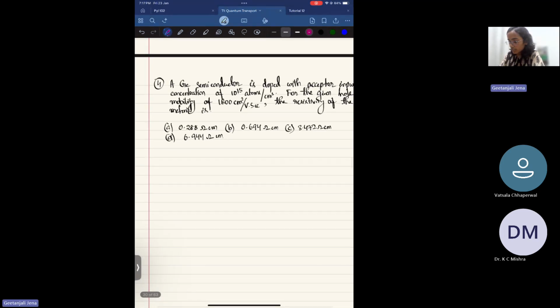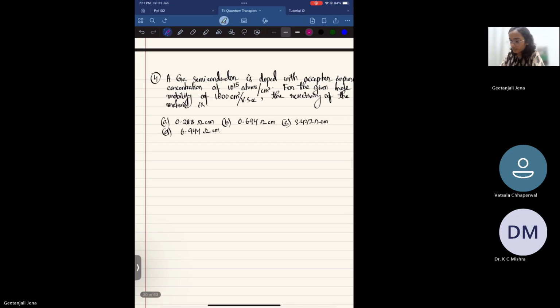Okay, so let us go to our next question. This is also related to the third question. So instead of n-dope, now we have a germanium semiconductor which is doped with acceptor impurity concentration of P is 10 to the power 15 atoms per centimeter cube. For the given hole mobility, mu P is given, it is 1800. The resistivity of the material is, what is the resistivity, which is rho?